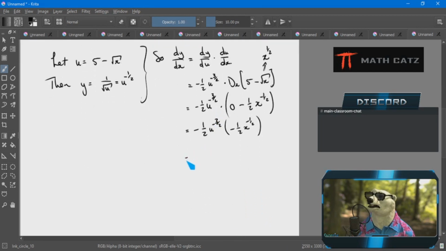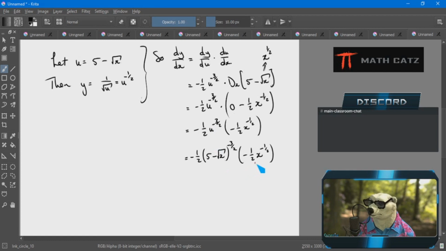I want to take my time. Write as much as you need to. Then I remember, okay, I just need to address the u, get rid of it to have my final answer as negative 1/2 5 minus root x to the negative 3 over 2 times negative 1/2 x to the negative 1/2. I don't even merge those two negatives. I do nothing else but replace the u with what it means.